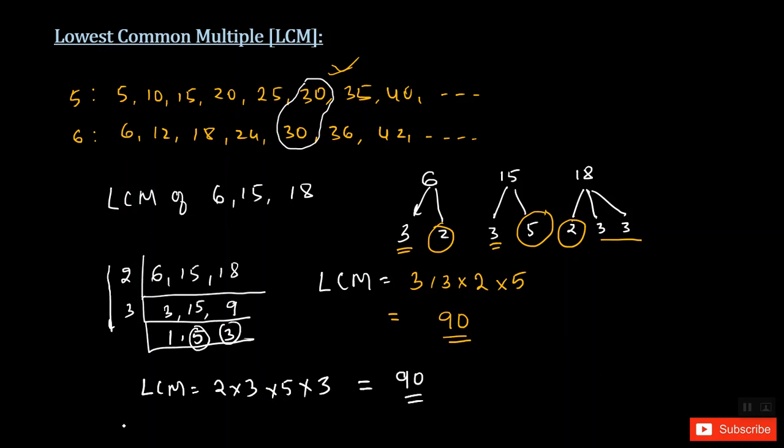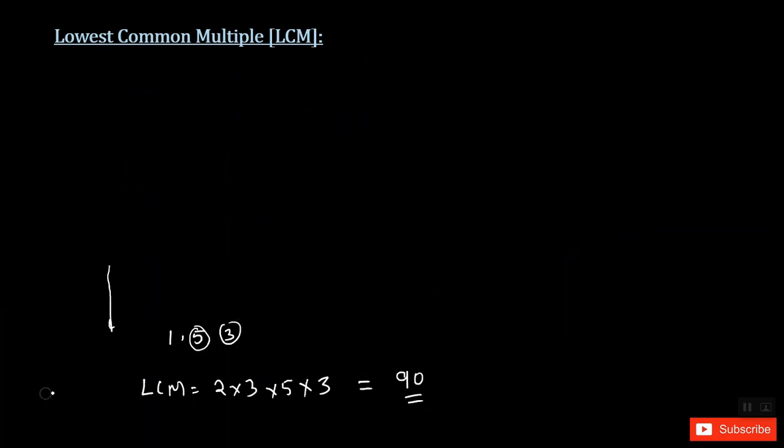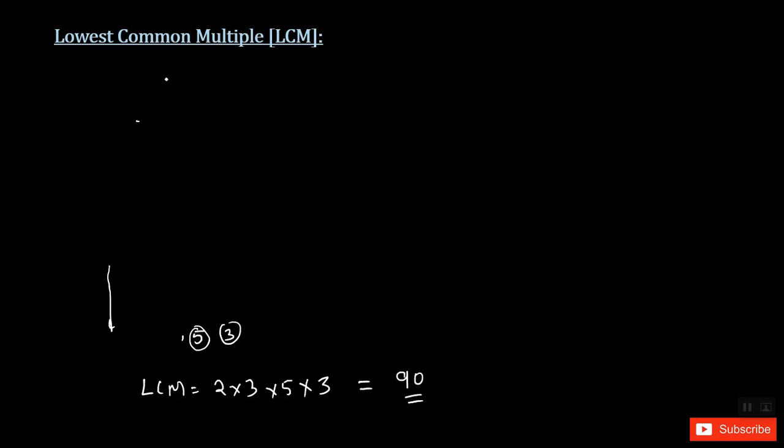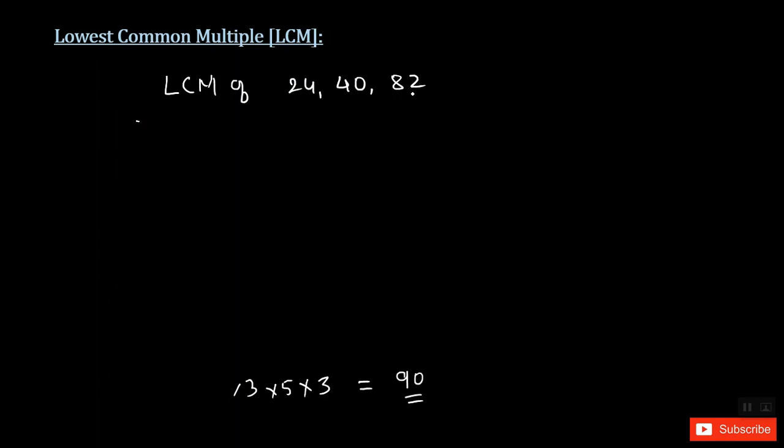So let's take some other examples. Let's find the LCM of 24, 40 and 82. What is the LCM of 24, 40 and 82? As all the numbers here are even, I'll be doing 24, 40, 82. So let's divide by 2.